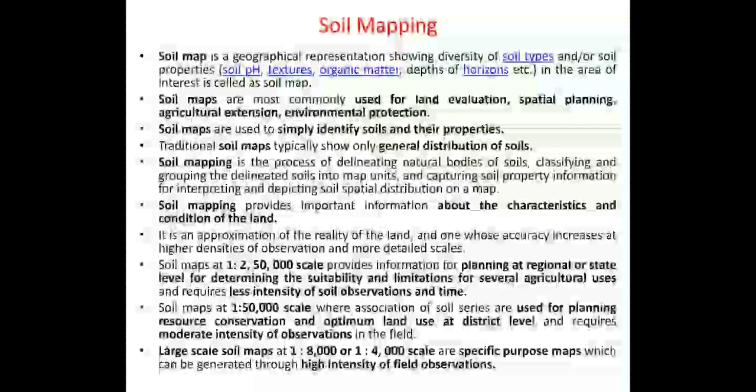Then the third one, that is large scale soil maps at 1 is to 8,000 or 1 is to 4,000 scale, are used for specific purposes, generally at a large scale level, and the intensity of the field observation is higher than the previous scales. These are the three main types of scales which are used in soil maps during the preparation of soil mapping.